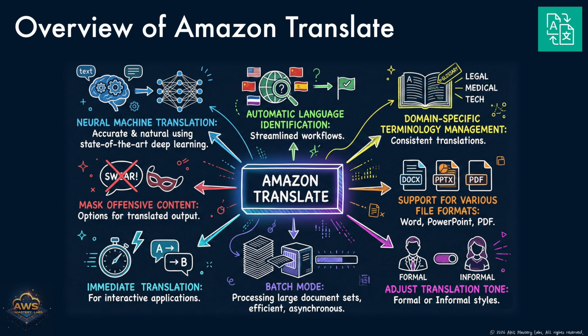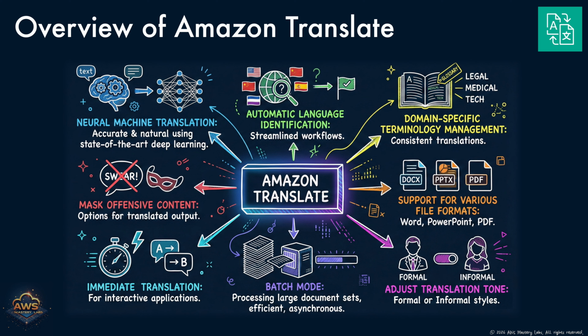Amazon Translate is a fully managed neural machine translation service that makes it easy to translate text quickly and accurately across languages. At the heart of the service is neural machine translation, a deep learning-based approach that delivers high-quality, natural-sounding translations. These models continuously improve, learning context, structure, and semantics to produce results that are far more fluent than traditional rule-based systems. To streamline the translation process even further, automatic language detection can identify the source language without requiring user input, saving time and reducing the risk of manual errors in multilingual workflows.